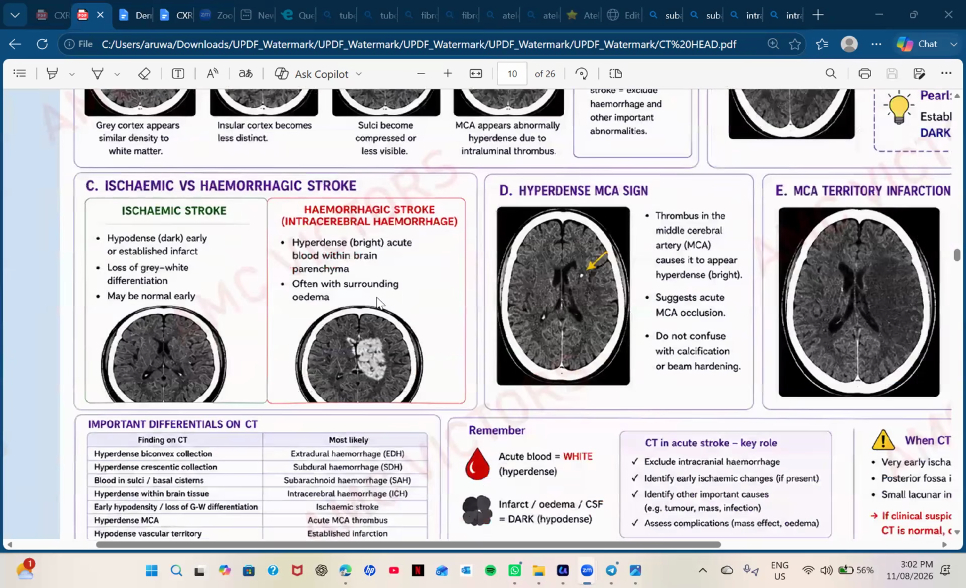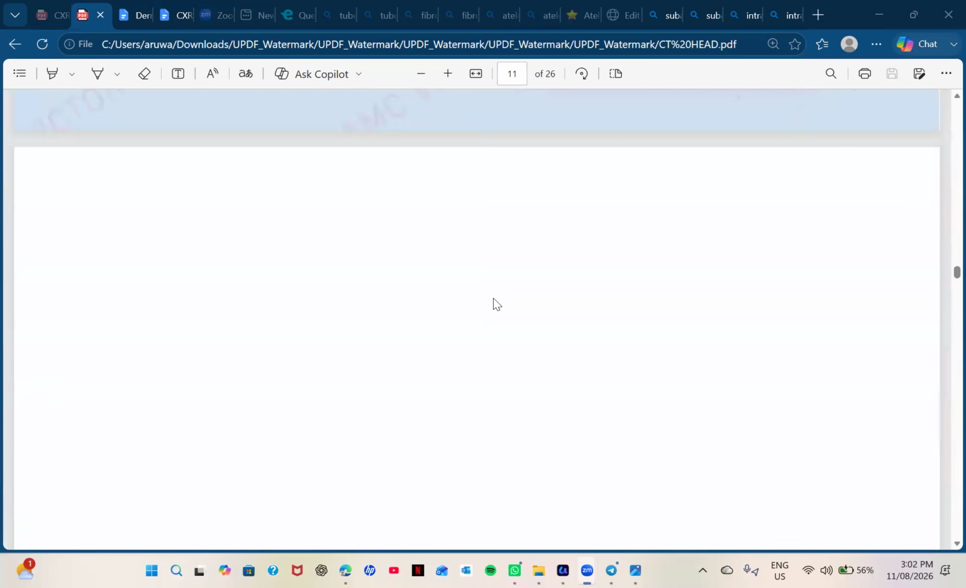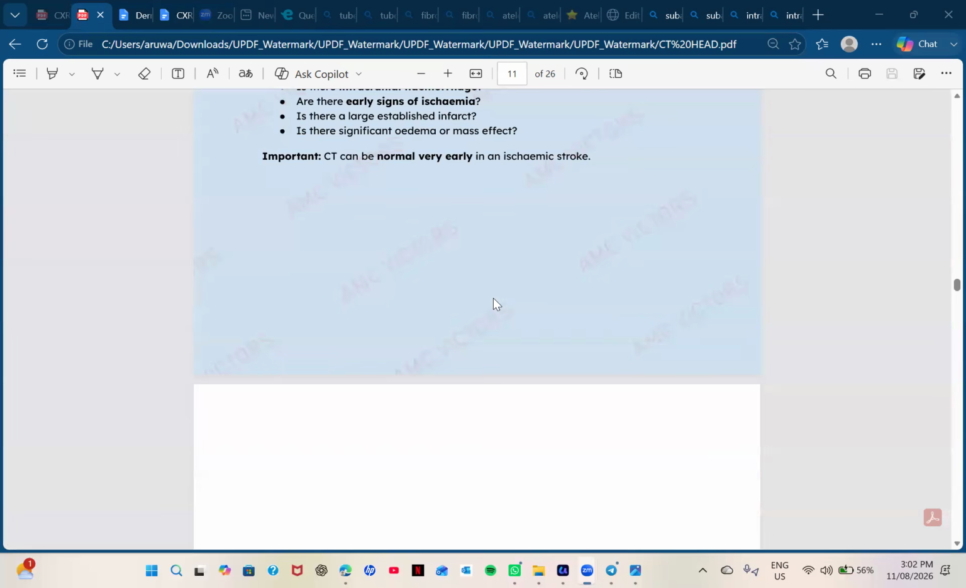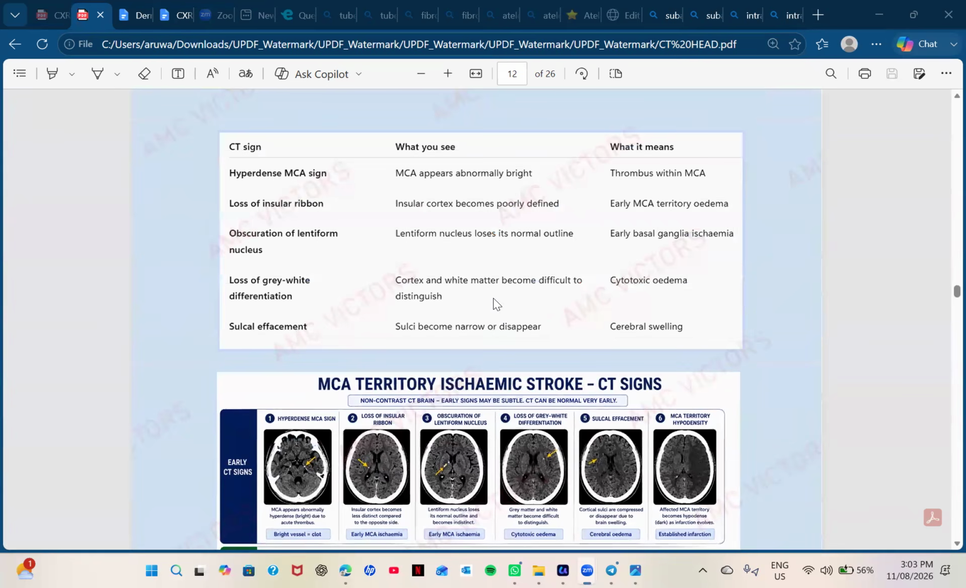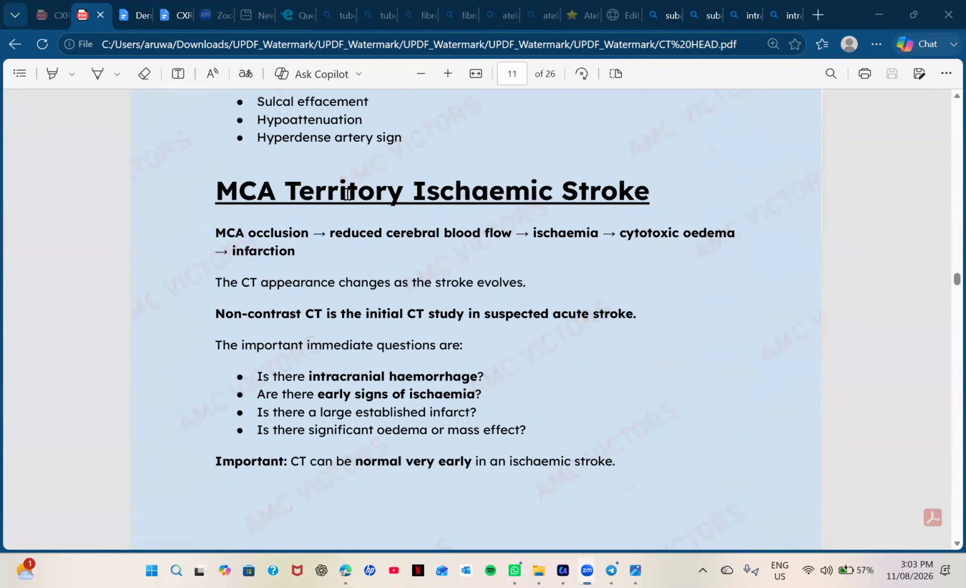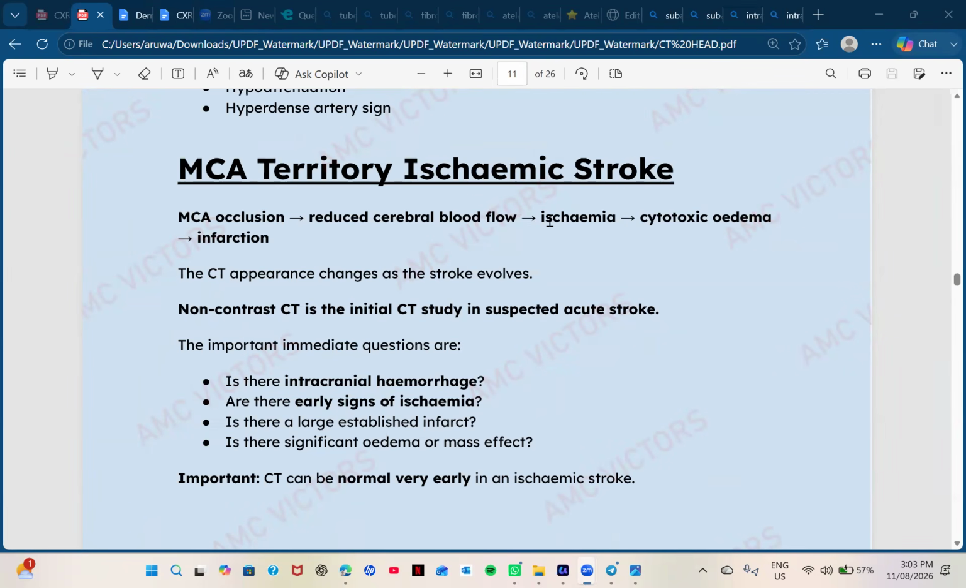Okay, so here, I don't think they will ask from that, but you need to understand this one. MCA territory ischemic stroke, very important. So what you can see is MCA occlusion. Middle cerebral artery, that is a very important stroke.